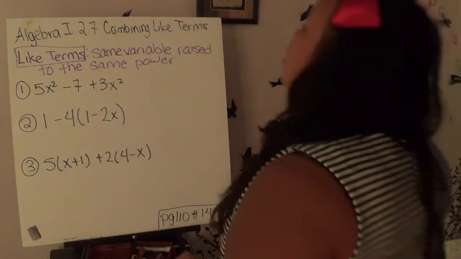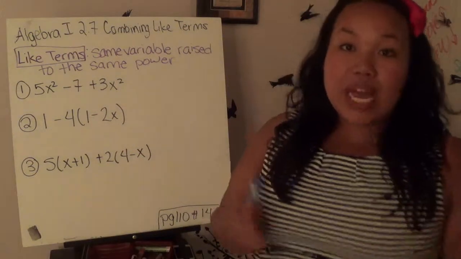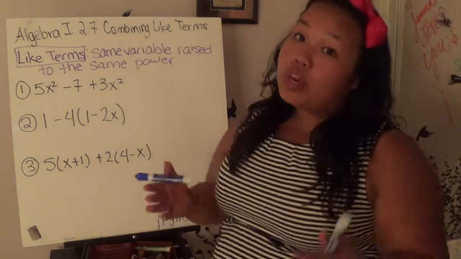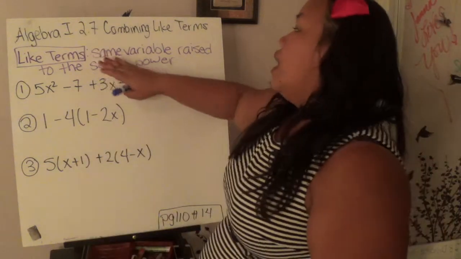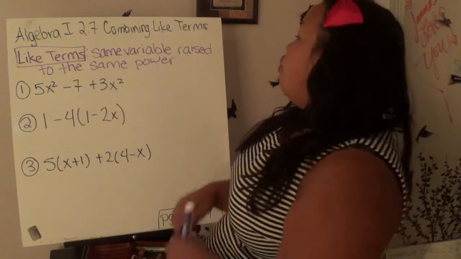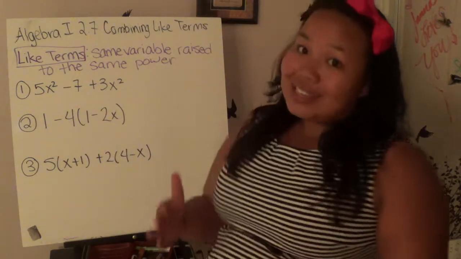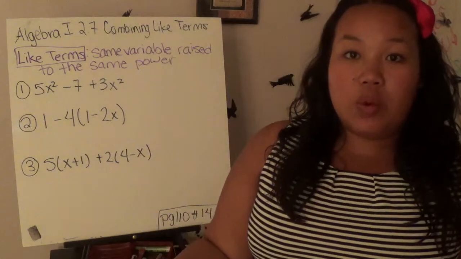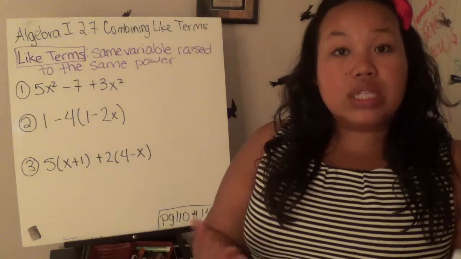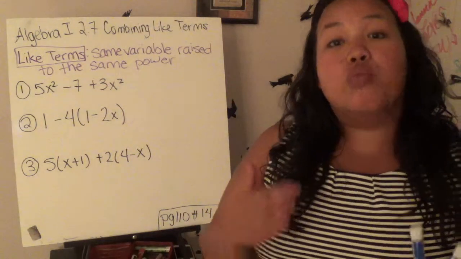In Algebra 1, Section 2.7, we're dealing with combining like terms. So what we're doing is we're trying to figure out what are like terms, first of all. Well, like terms are the same variable raised to the same power. So, for example, if I have x and x squared, well, they both have x in it, but one is x and one is x squared. So the same variable, okay, raised to the same power.